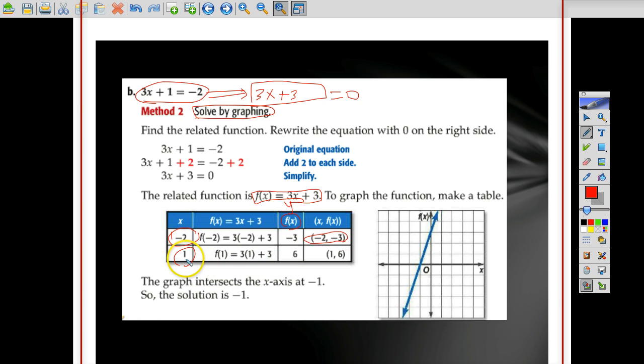And say x goes for 1. If you put 1, 3 times 1 plus 3 is 6. So now you have 1 and 6. So here are your 2 points, -2 and -3. So 1, 2, 1, 2, 3. There's your point. And then 1, 6. 1, 1, 2, 3, 4, 5, 6. So it'll go up here. And when you connect it, it'll make that line.